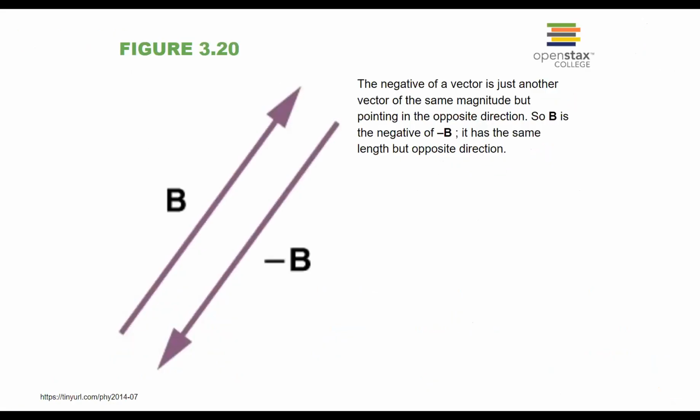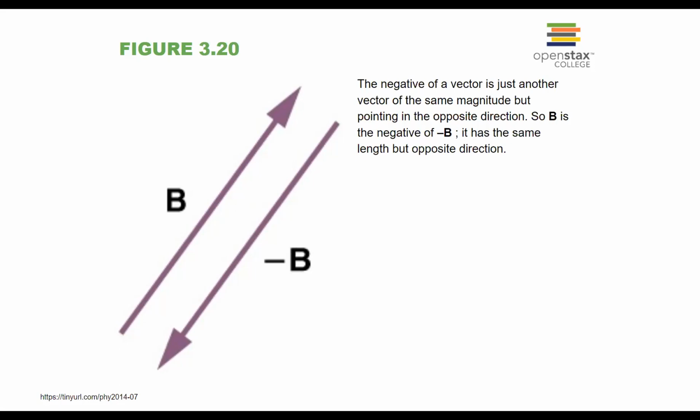Now, when you have a vector, say vector B, this is the tail of vector B, this is the head of it. Now, if you switch the head and tail, what happens? Now you have a new vector pointing from the head of the B vector to the tail of the B vector. So then you will have a negative B vector.